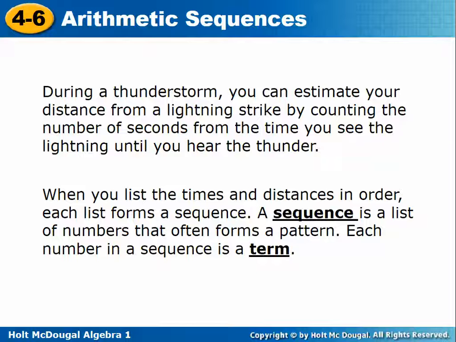And if you write the times and the distances in order, it forms a sequence, and you can see that there'll be a pattern. And each number in a sequence is a term. So that's just one example of a sequence. Another example of a sequence might be listing all the even numbers, 2, 4, 6, 8. So that's a sequence.